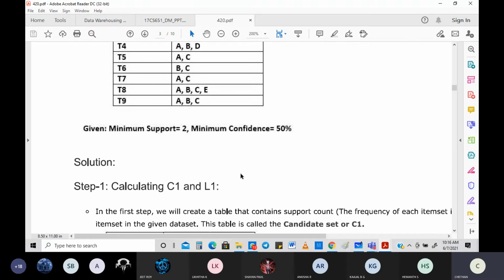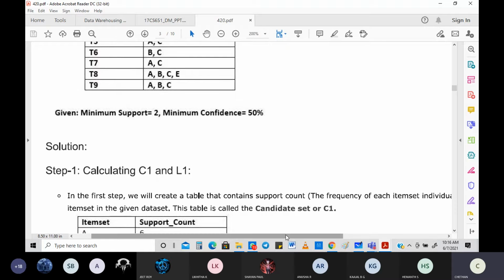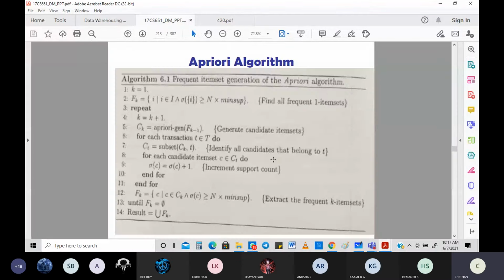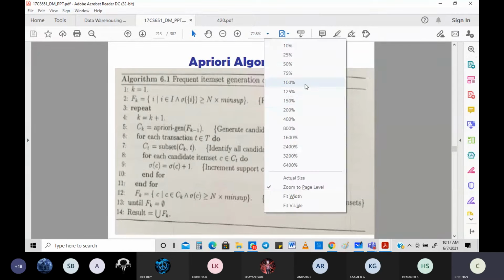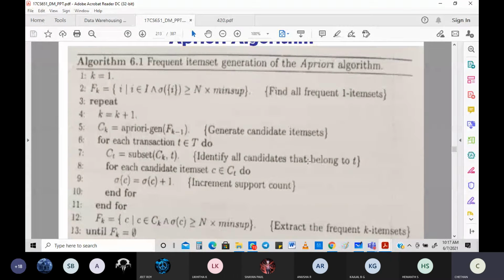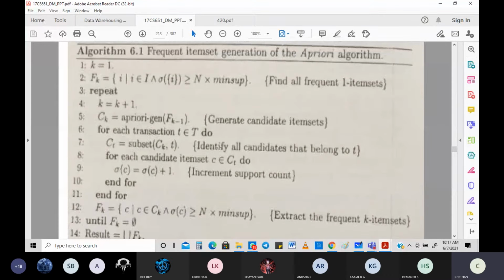What is the first step? We are going to figure out what is known as C1 and L1. What is C1? Candidate set. Wherever you see C n, you need to keep in mind that it is nothing but a candidate set. You can see this very clearly even in this algorithm. The algorithm you see here is the same algorithm that needs to be written in the answer. This is very important because this is where the problem will start. Then only you need to write an example.